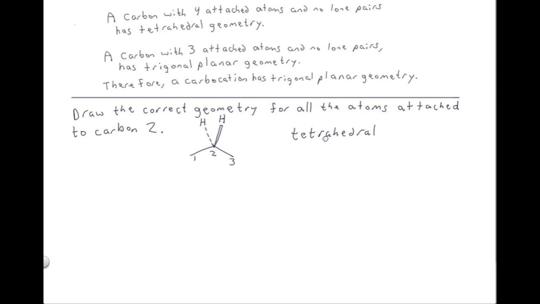There are other possible ways to draw tetrahedral geometry, but this is by far the most common. 2 solid lines, a wedge, and a dash. The most common correct way to draw tetrahedral geometry is 2 solid lines, a wedge, and a dash. It would certainly be a mistake to use 4 solid lines.